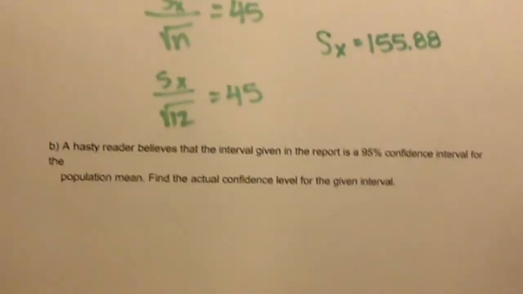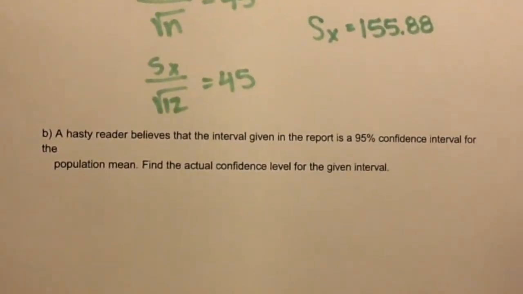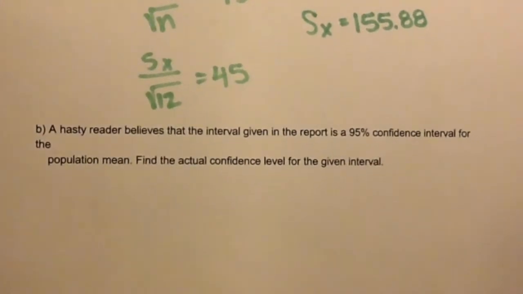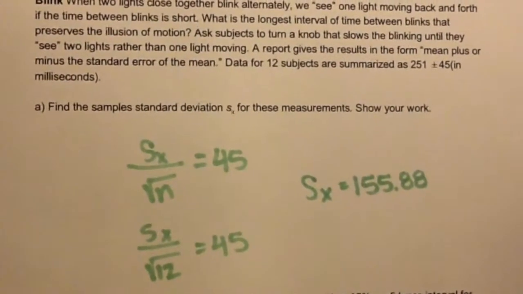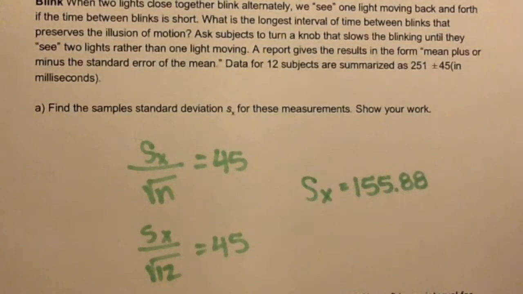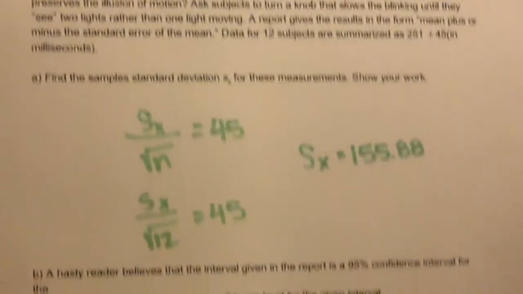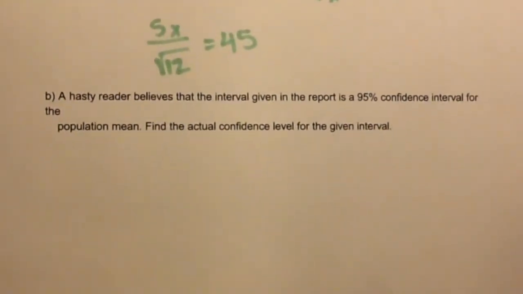Going on to part B, a hasty reader believes that the interval given in the report is a 95% confidence interval for the population mean. Find the actual confidence level for the given interval. Now notice when they told us up here, they didn't tell us specifically what was used. So we're going to be able to find that, and we're going to use our calculator to do so.